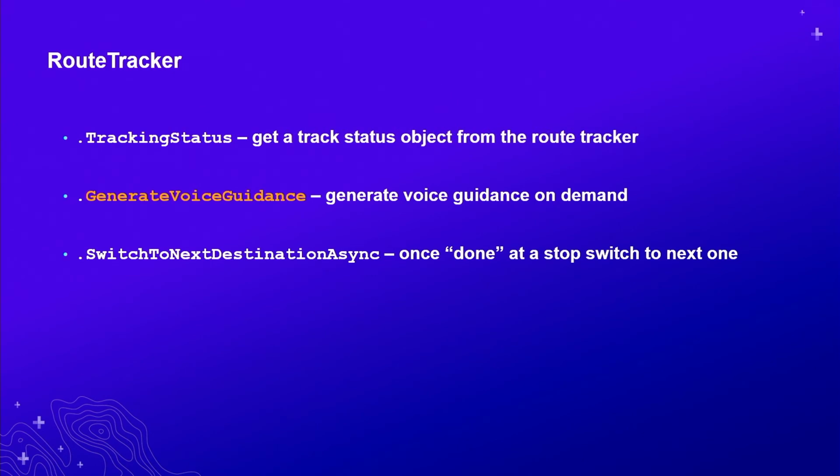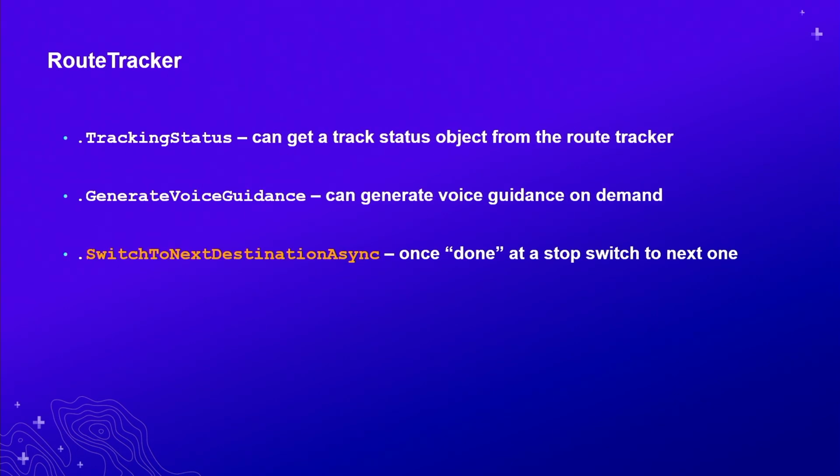The generate voice guidance method generates voice guidance directly from the route tracker. This can allow you to get that if you need it at a certain point along the route without waiting for the voice guidance event to fire. So for example, you might want to have some sort of user interaction where they interact with the app to allow you to either repeat the voice guidance or such.